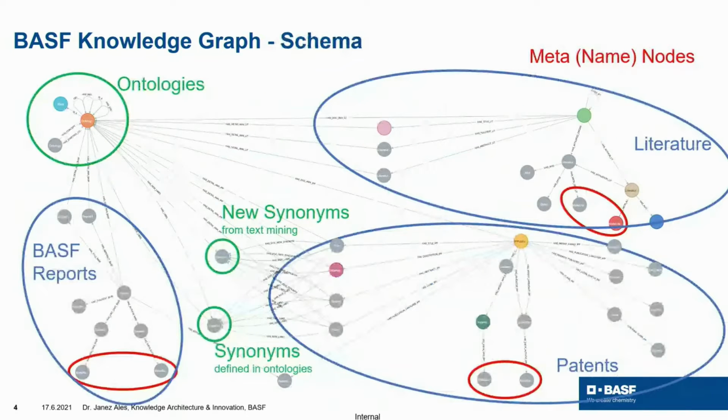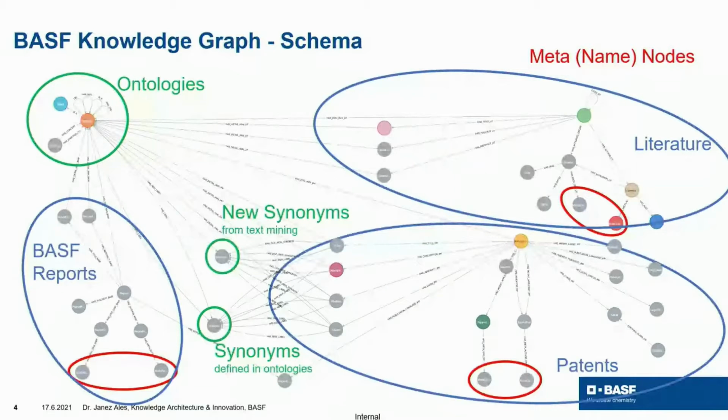How does our schema look like? Well, we have an ontology top left, we have BASF reports bottom left, and we have literature top right and patents on the bottom right. They are connected with the annotations, and in the middle of them, our synonyms are sitting.